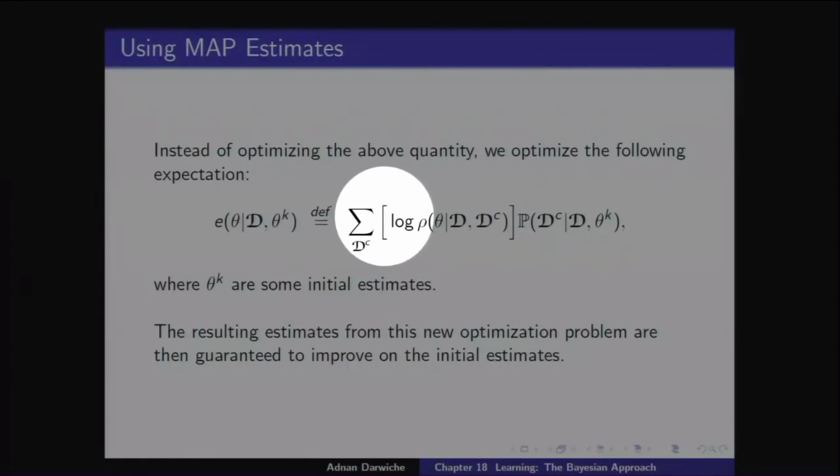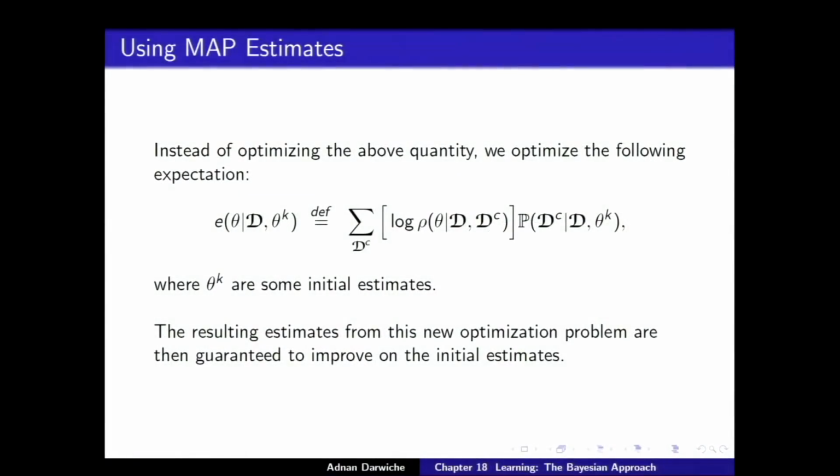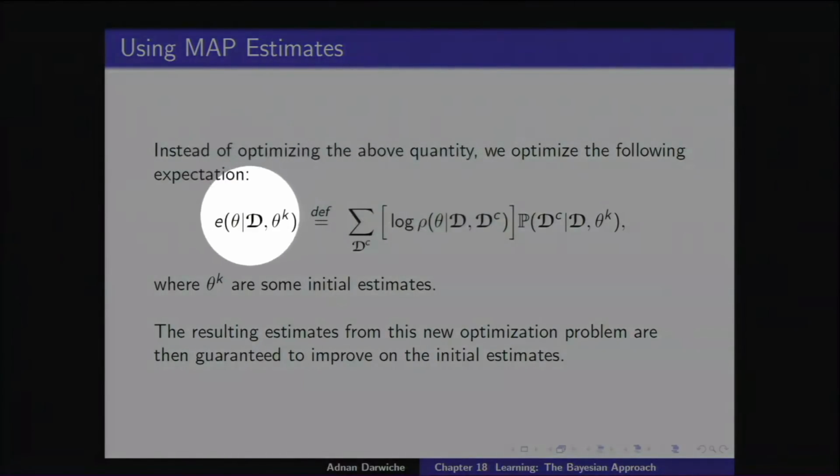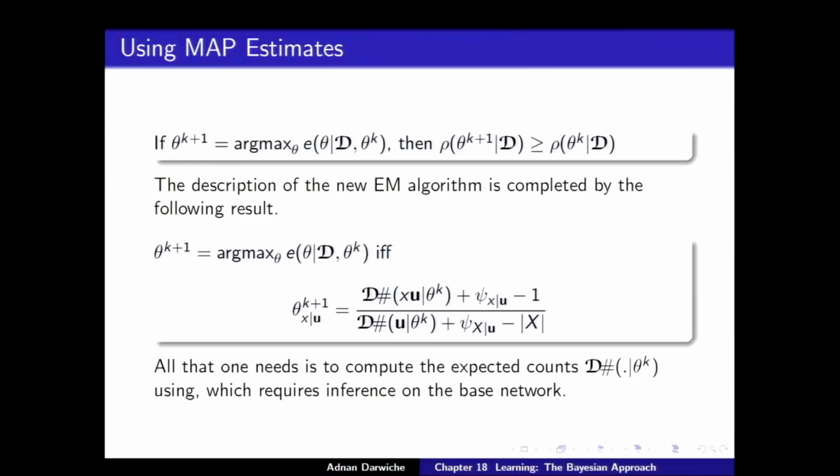Again, I'm not going to go into detail of this. We've seen a version of this before. This is the posterior under a complete data set, and this is the completion, right? Using this guy, computing the expected or the probability of this completion under the previous value of parameter estimates. Okay, so again, it turns out that if you optimize this guy, then you can never worsen the estimates. That's the guarantee that's here.